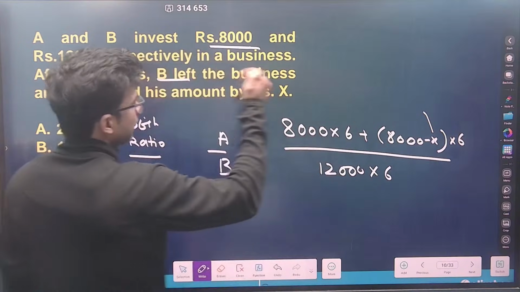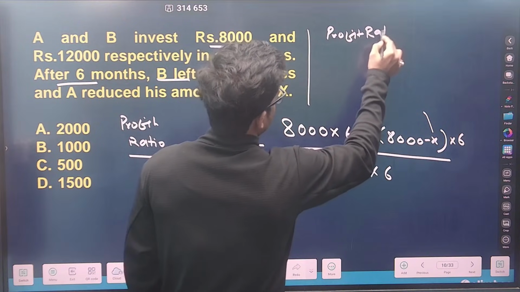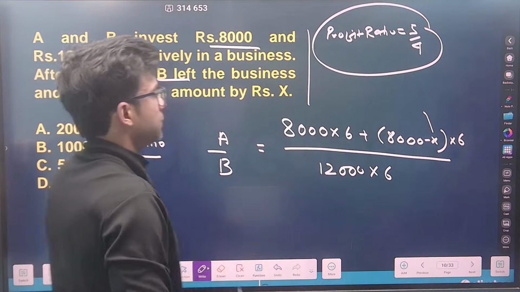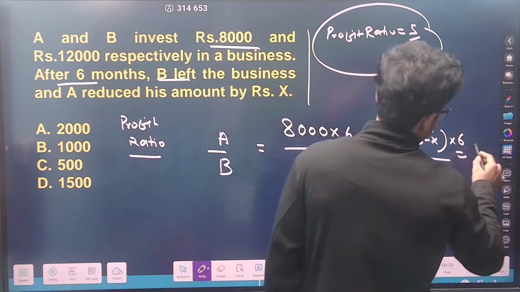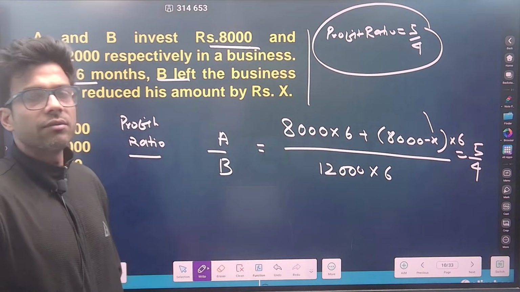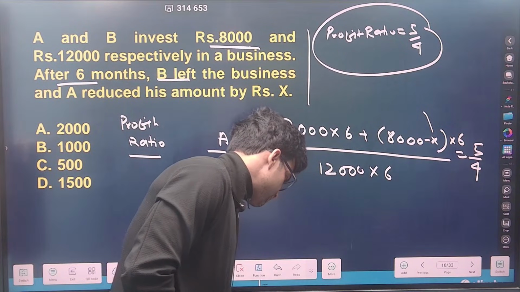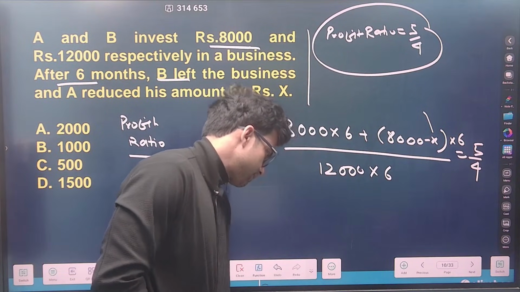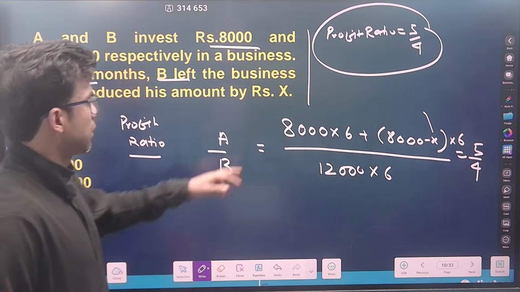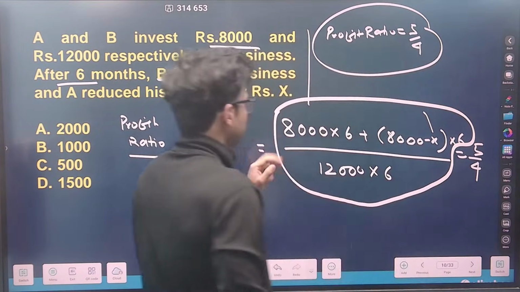Yeah. The profit ratio is basically 5:4. Then calculate. Profit ratio is basically 5:4. Can you calculate now? But you understood this equation, na? You guys have understood this equation.